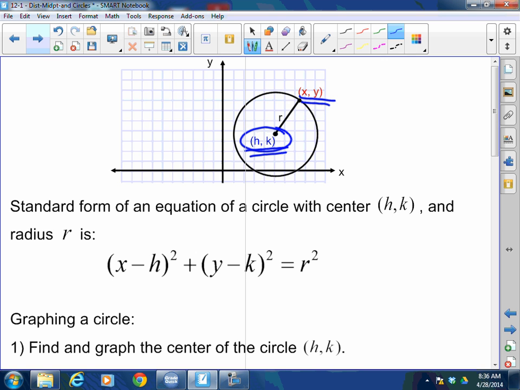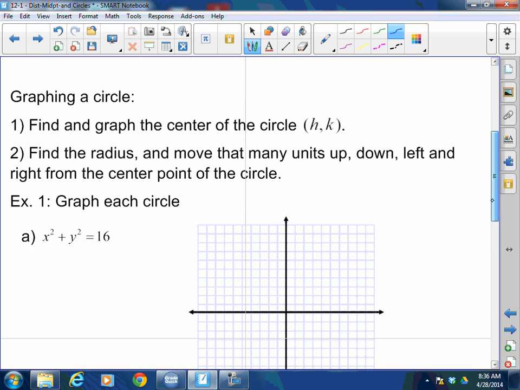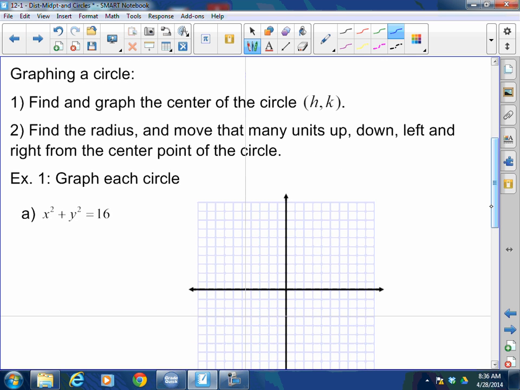Okay. So, how does this work? Graphing a circle is the easiest thing in the world. Find and graph the center of the circle, (h, k). Find it, and graph it. Find the radius and move that many units up, down, left, and right from the center of the circle. Connect the dots, and you're done. Literally. A, what's my (h, k) here?